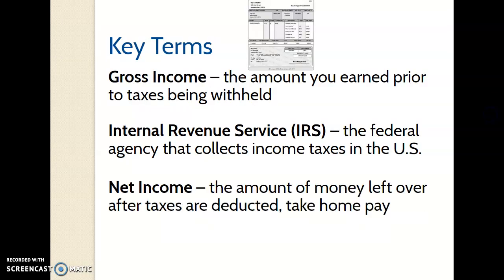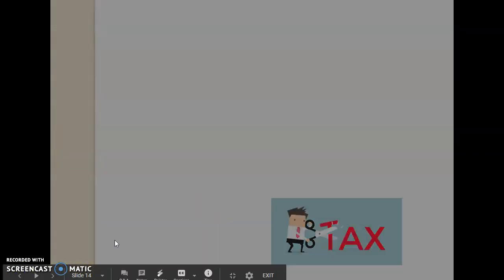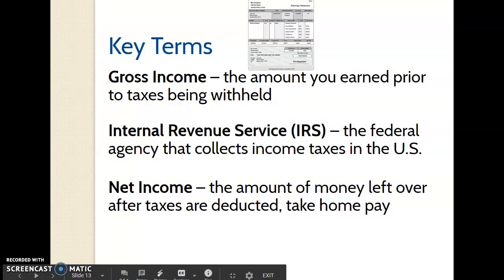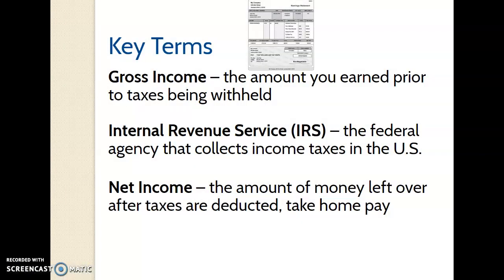Your gross income is the amount that you earned before you have taxes being withheld from your paycheck. We have worked a lot with gross and net income, especially when we work through different scenarios in our money management unit. Remember that net income is what you actually take home after all your taxes and maybe your insurance payments have been taken out of your paycheck. Gross income is what you made before all of that was deducted from your paycheck. That's the amount that the IRS is going to look at.